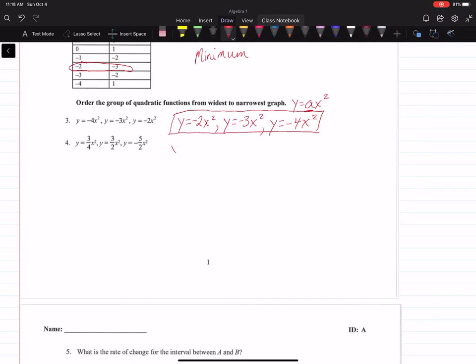For number 4, again, the smallest a would be the widest. So let's see here, I'm changing these to decimals. That would be 0.75 and 1.5 and -2.5. So they are actually in the right order. So y equals 3/4 x squared, and y equals 3/2 x squared, and y equals -5/2 x squared. Nothing to change on those. Those were already in the right order.